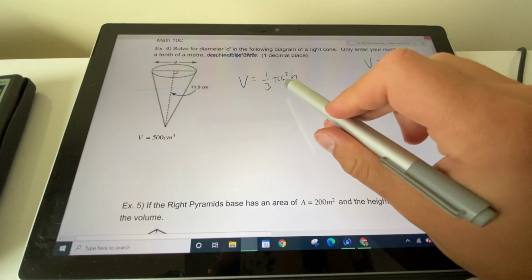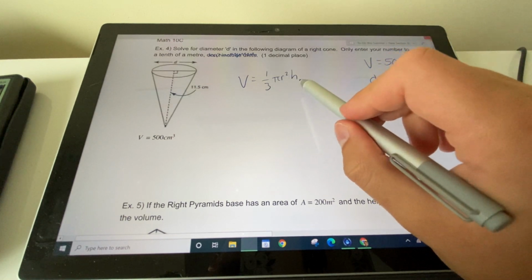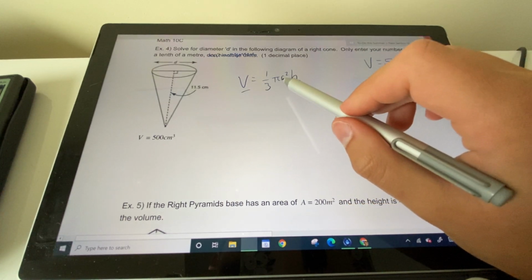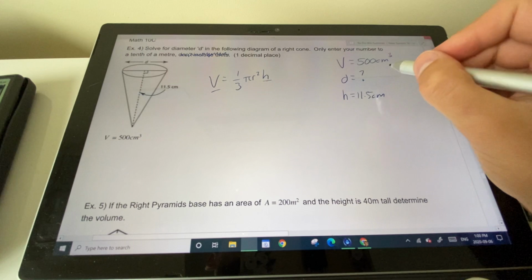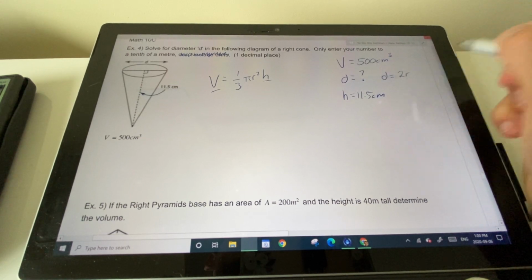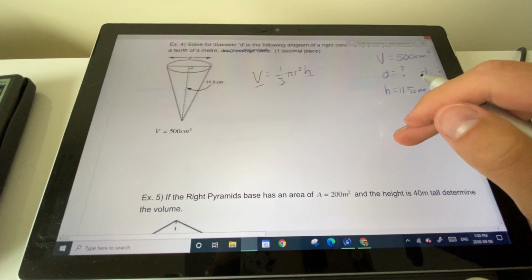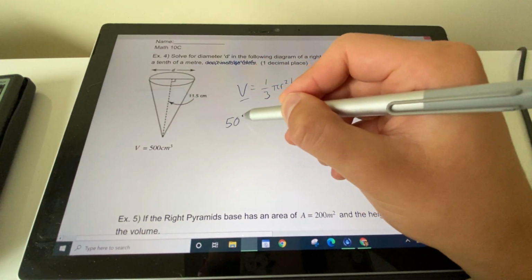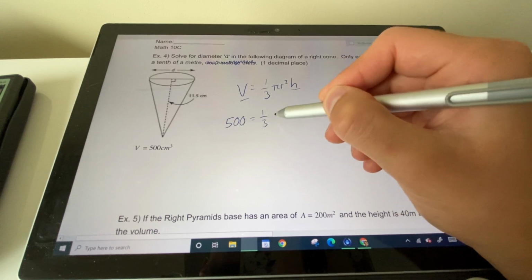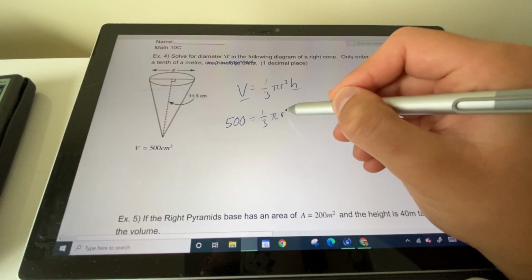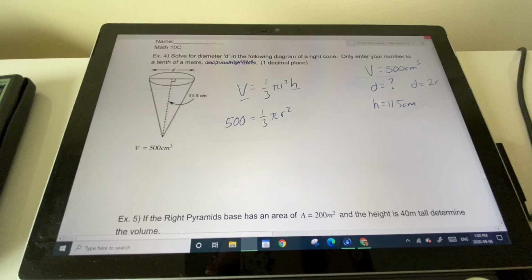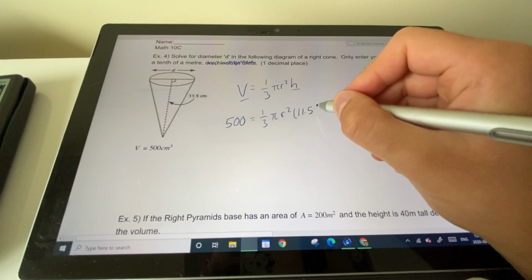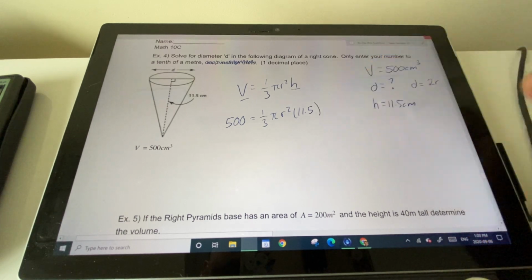We do not have radius, but we have all the other values. We have h now, we have volume. We could solve for r, we could find what r is, and the diameter simply equals 2 times the r, right? So let's plug these values in. Volume is 500 equals 1/3 pi. What was r? We don't know. We're going to solve for that. So I'm going to leave it as r squared, and then h is 11.5. Okay, so we got 11.5 here.